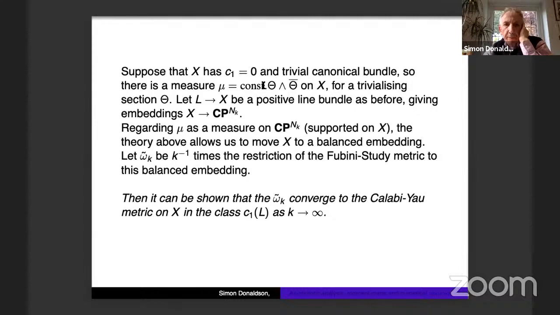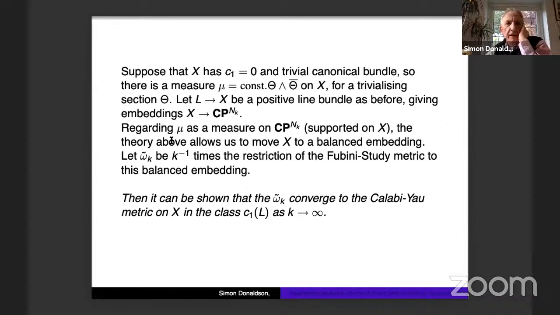So let's suppose we're in the situation as before. We have our line bundle L, and then we're getting embeddings of our X in projective space. But now we can take our measure on X and regard it as a measure on the projective space, just as we took our finite set of points and it defines a measure on the sphere. And then the theory we've outlined above means that we can move X by a projective transformation to a balanced embedding, as we have a preferred way of embedding X in projective space.